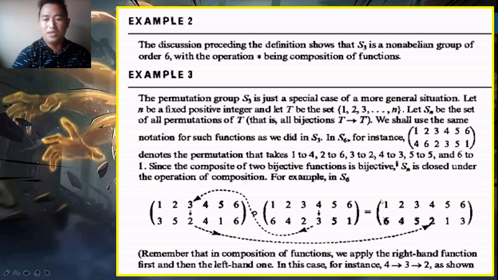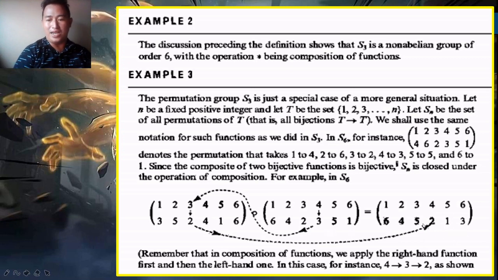So, start with 1. 1 goes to 6. So, let's check. 1 goes to 6. Then here, 6 goes to 6. So, 6 also. Next, 2 goes to 4. 2 goes to 4. 4 goes to 4. So 4 again for 2. Then 3. 3 goes to 2. 2 goes to 5. So, 3 goes to 5.